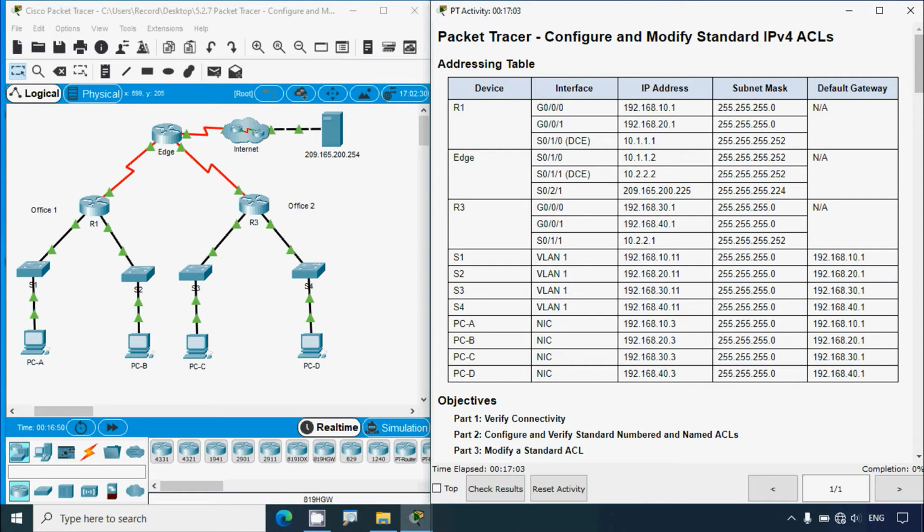In this video, we are going to solve this Packet Tracer activity, Configure and Modify Standard IPv4 ACLs.